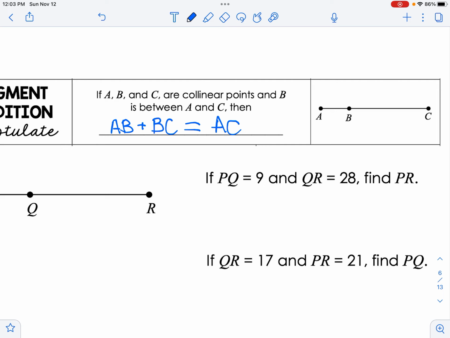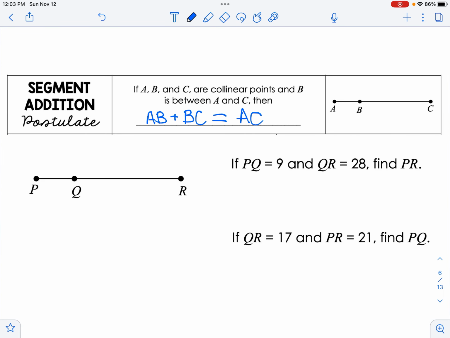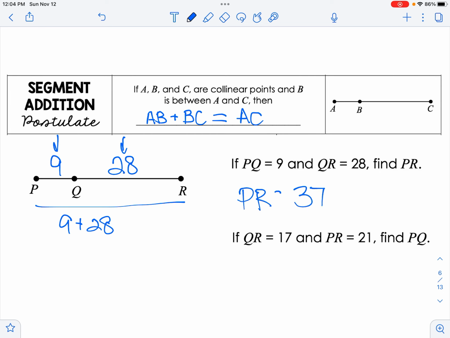Okay, so now let's make sure with a couple of quick examples. The length of PQ is 9. So this segment is 9, and QR is 28. So that means, what is the whole thing? Well, if this is 9 and this is 28, we just have to add those two together. So 9 plus 28, that should give us 37. So PR is equal to 37.